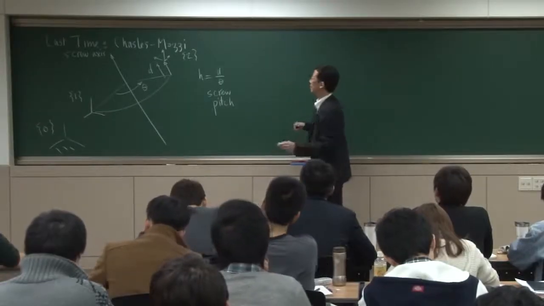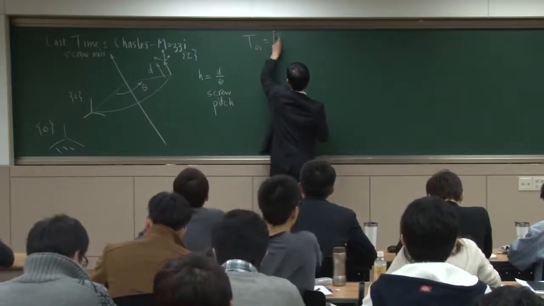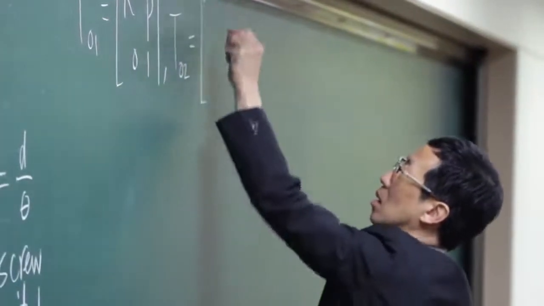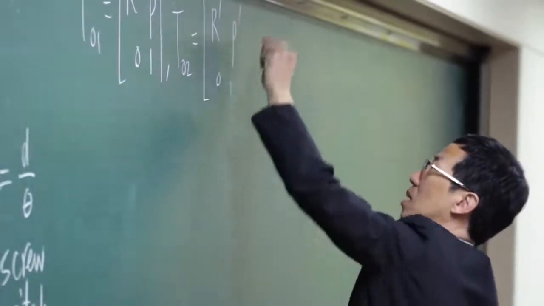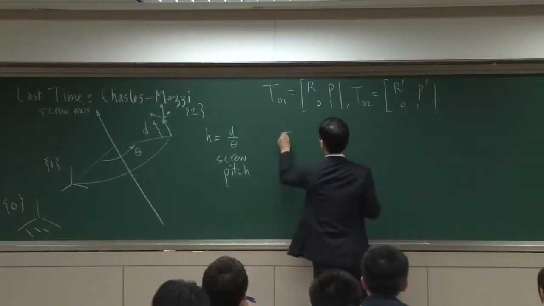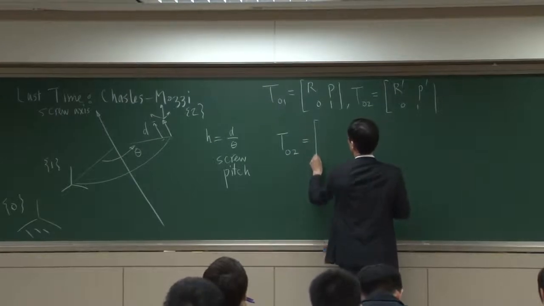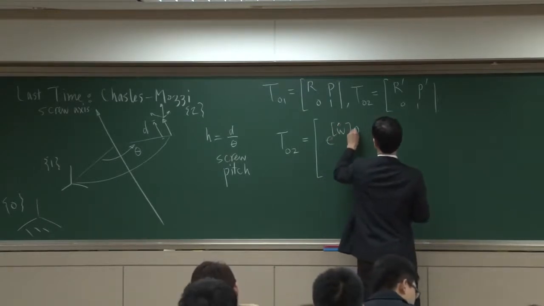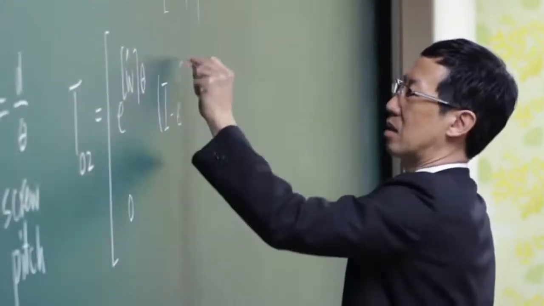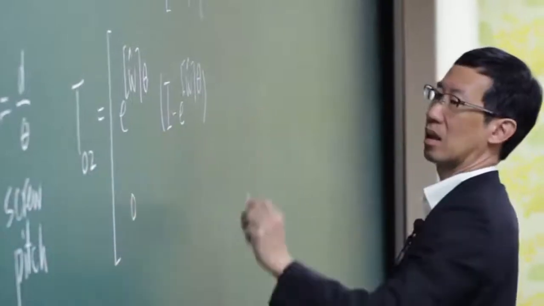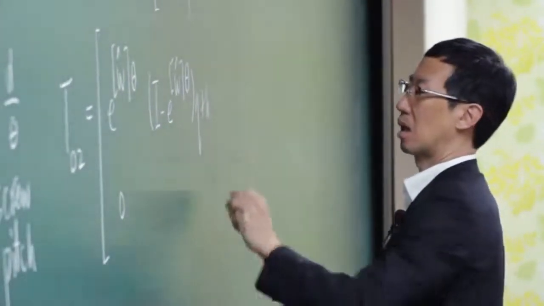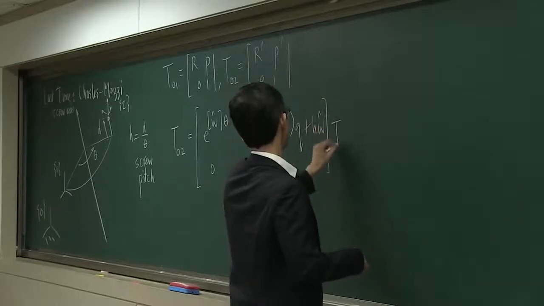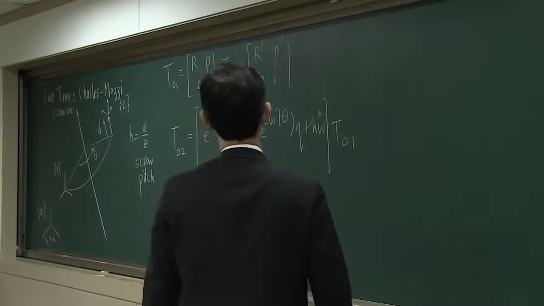Okay, so we came up with a formula. Given T01 to be of this form and T02 of this form, let's call it R prime, P prime, 01, then we said that T02 is the following: 0, I minus e to the omega hat theta times q plus h omega hat theta, there's a 1 here, and multiplied by T01.